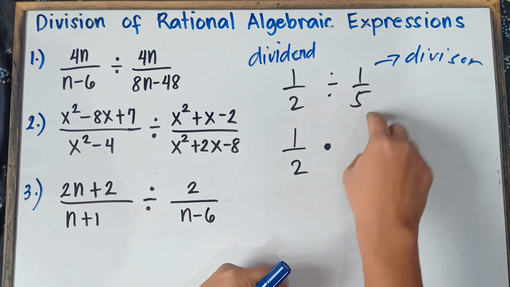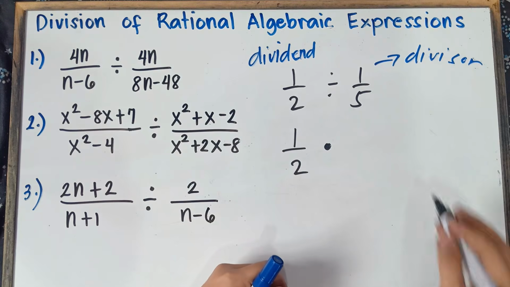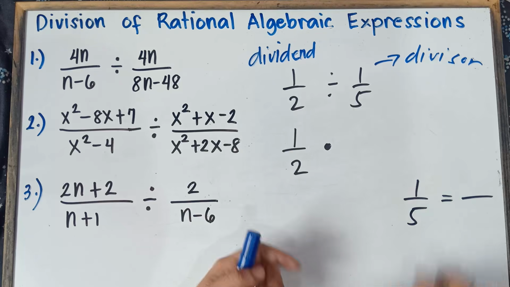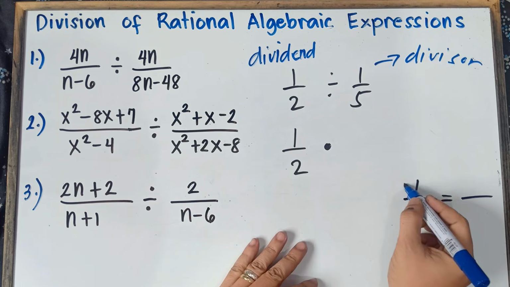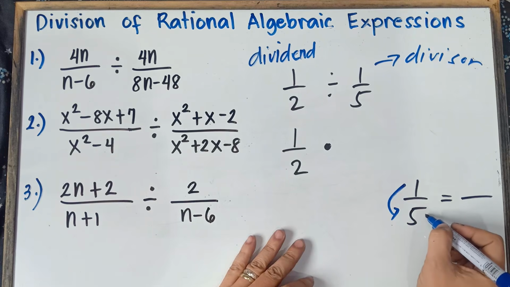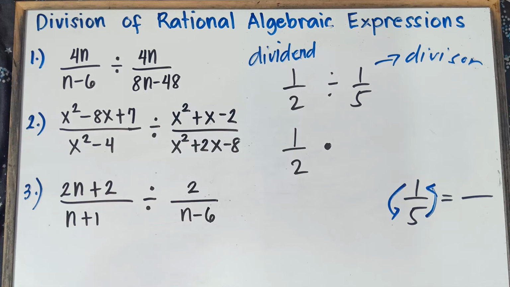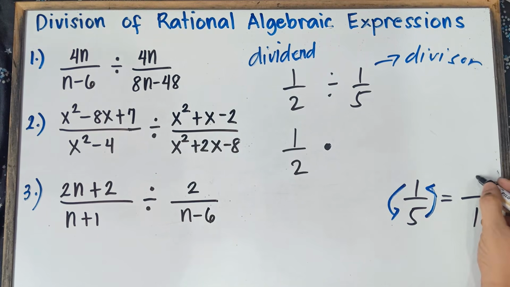And then simply get the reciprocal of the divisor, this 1 over 5. To get the reciprocal, this 1 will be the denominator. Simply rotate this one, class. This 1 will be the denominator, and then this 5 will be the numerator. That's how you get the reciprocal. Simply flip this one or simply rotate.